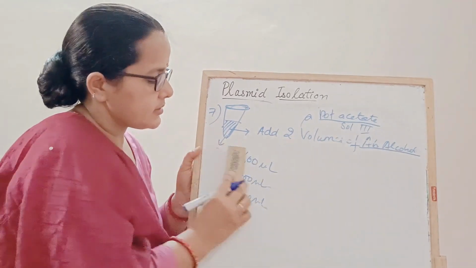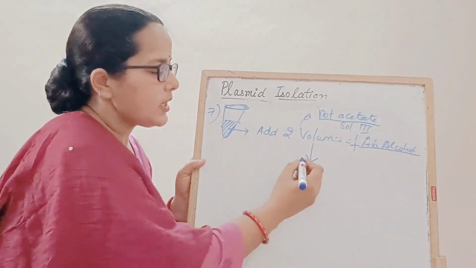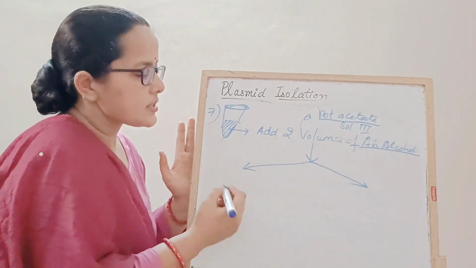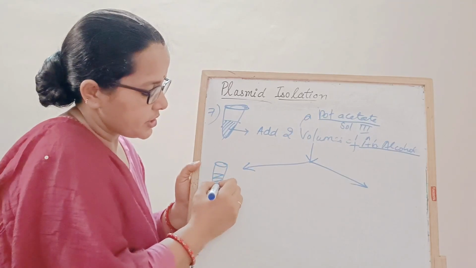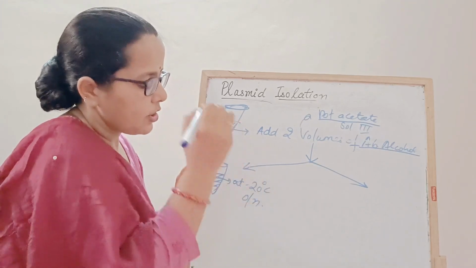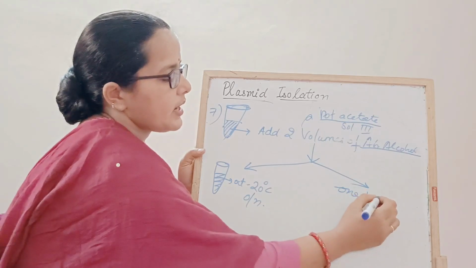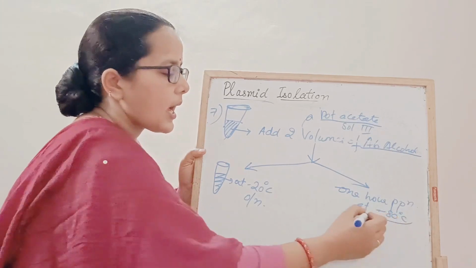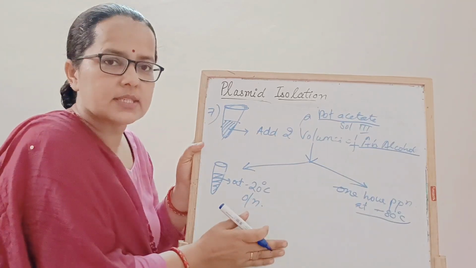There are two options. After adding 2 volumes of absolute alcohol, some students or some molecular biologists either keep the tubes for precipitation at -20 degrees overnight, or they can go with a 1 hour precipitation step at -80 degrees. You can keep your tubes at -20 overnight or for 1 hour at -80 degrees.